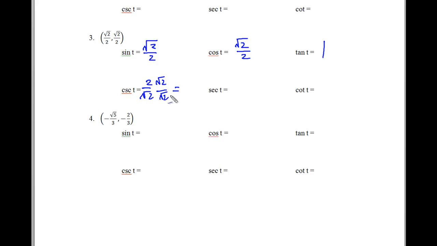Some of you already know this memorized because this is going to give you 2 square roots of 2 over 2, or just square root of 2. That's simplifying the problem by rationalizing the denominator, realizing both the numerator and denominator both have 2 in them. So the cosecant of t of that point is square root of 2, so is the secant. And that obviously makes 1 because the inverse of 1 is 1.